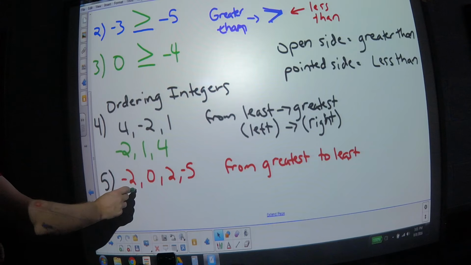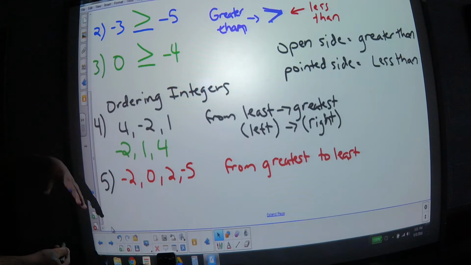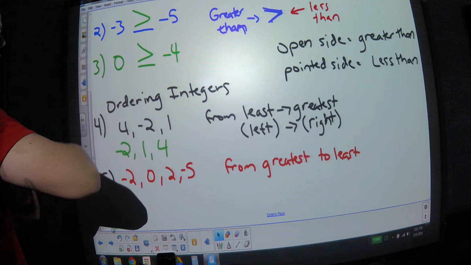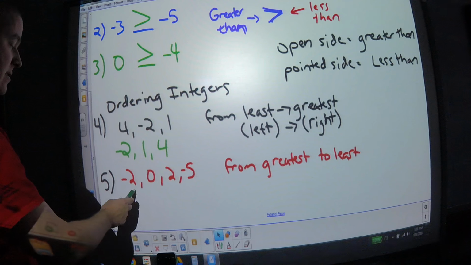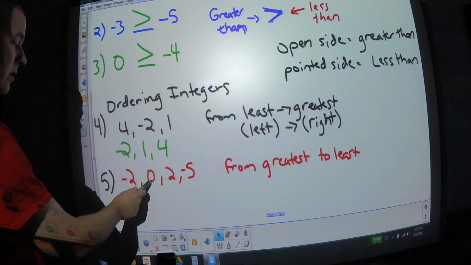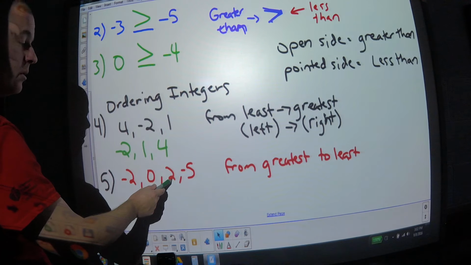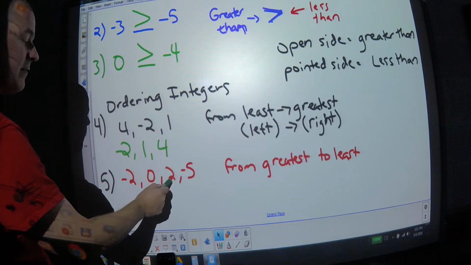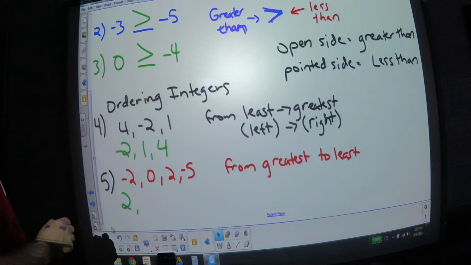And then on this one, it wants you to go from greatest to least. So it wants you to put the greatest on the far left and then go towards the smallest number. So looking at this, -2 is less than 0. 0 is less than 2, and -5 is less than 2. So therefore, 2 is the greatest number.